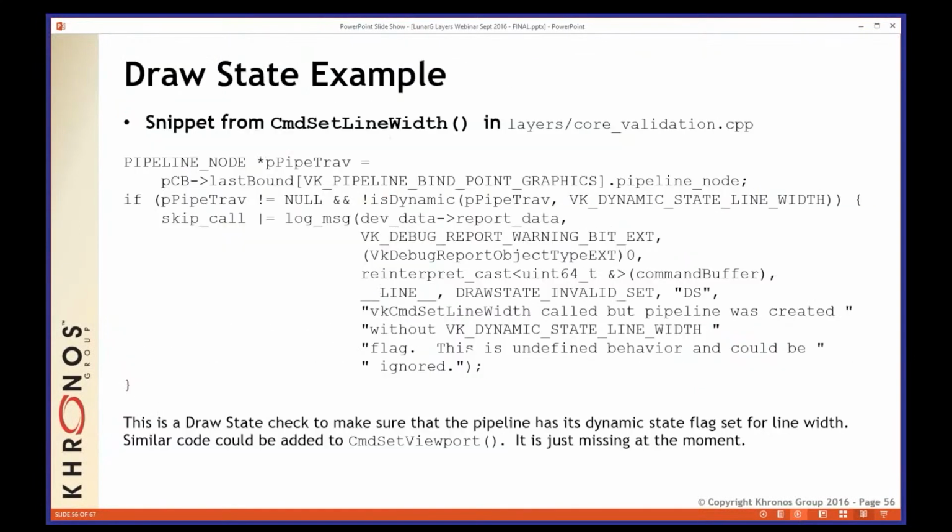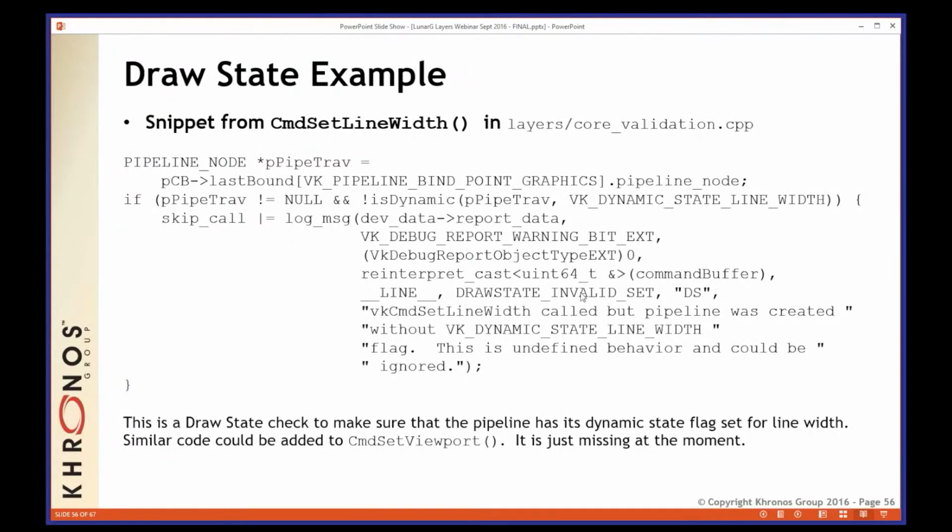And so we're going to step a little sideways here and take a peek at the set line width command, because this one actually has the draw state check in it, or the dynamic state check, I'm sorry, implemented. So let's take a look at this. Basically, we take a look at the pipeline state, and if the line width bit is not set in it, meaning that the line width isn't dynamic, then we'll issue a message.